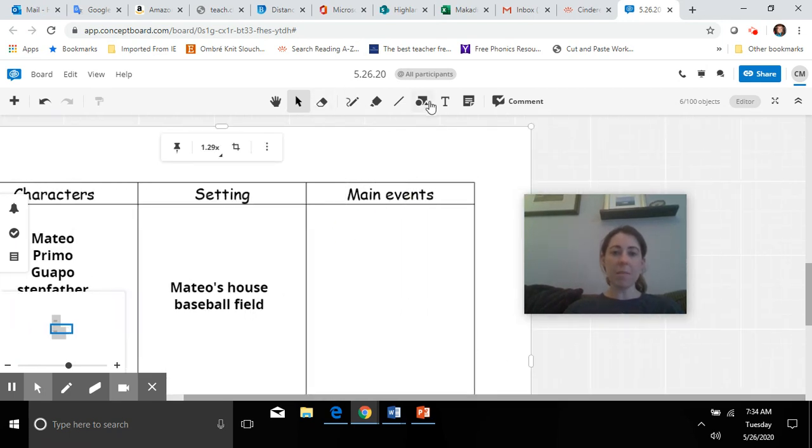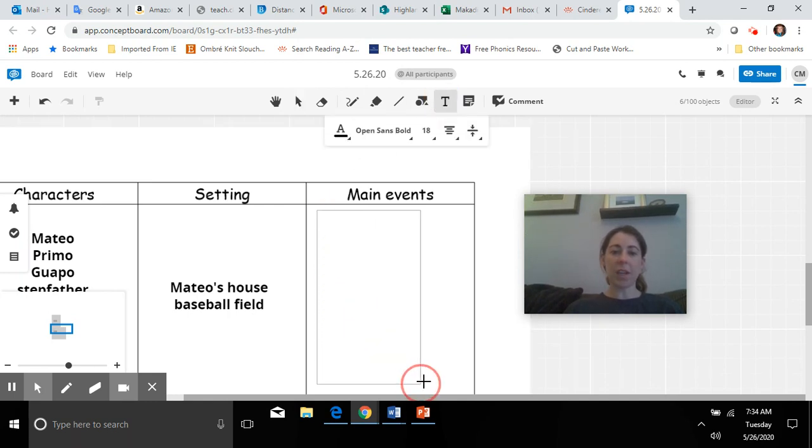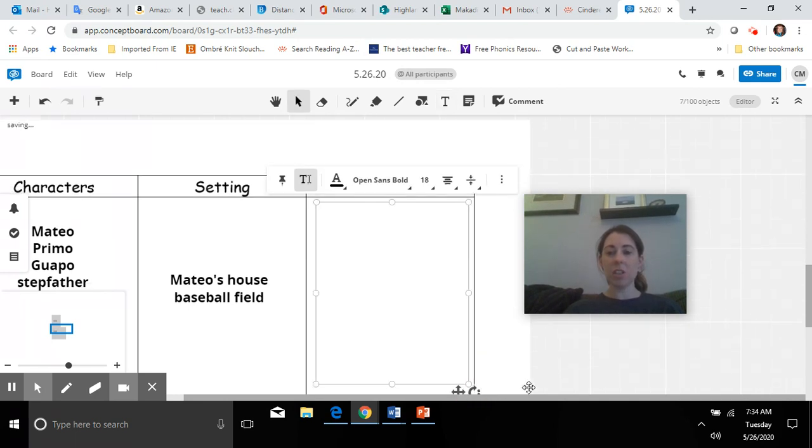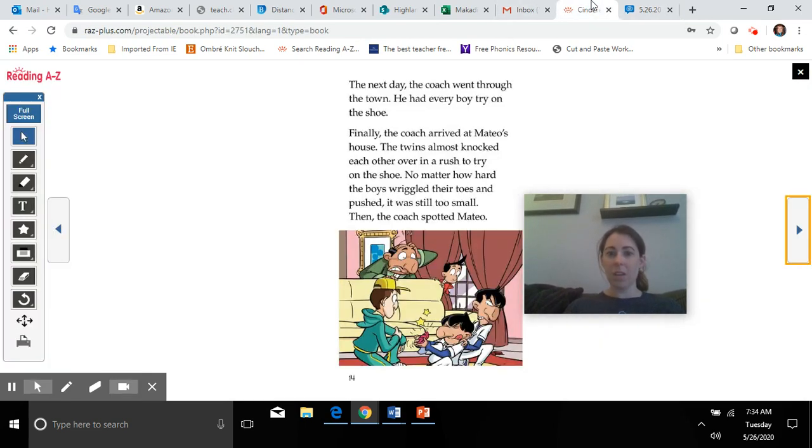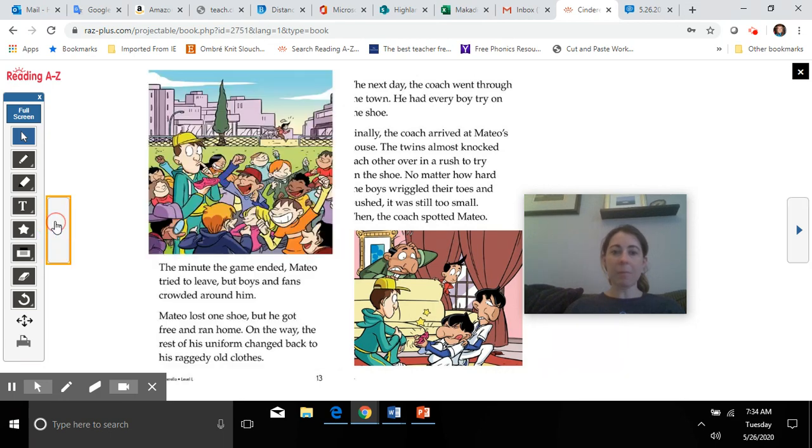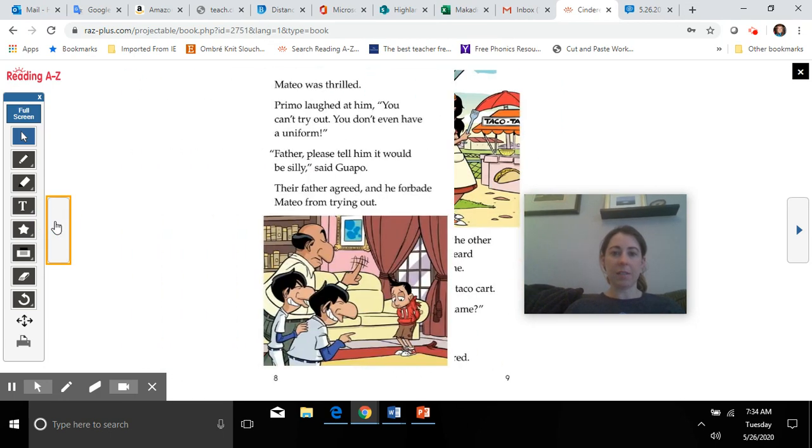And then what were the main events in the story? Here is where we have to be careful. We don't want to tell every little thing that happened. We just want to tell kind of what happened in the beginning, in the middle, and at the end of the story. So what happened, let's put beginning. What happened in the beginning of the story? Some of the details may not be as important. Let's see.